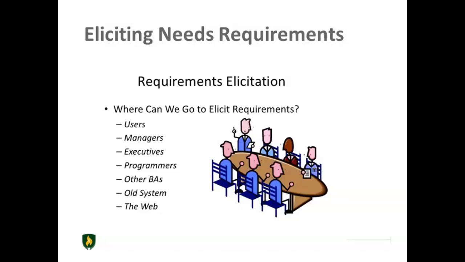So where would you get all this information? Here is just an example. You have users, managers, executives, programmers, other BAs, this is business analysts, the old system, and the web or the internet. So a lot of areas, right? Because you have to incorporate all these different viewpoints and perspectives, and what it is they would need.